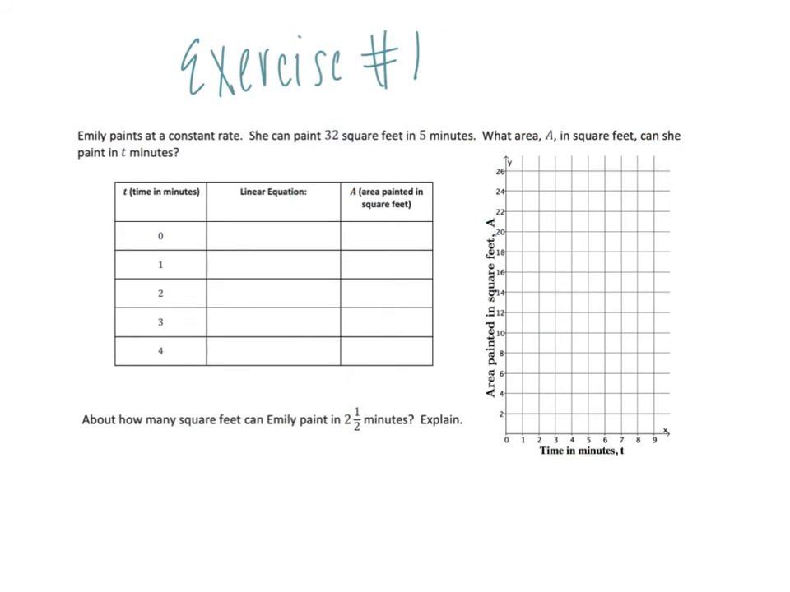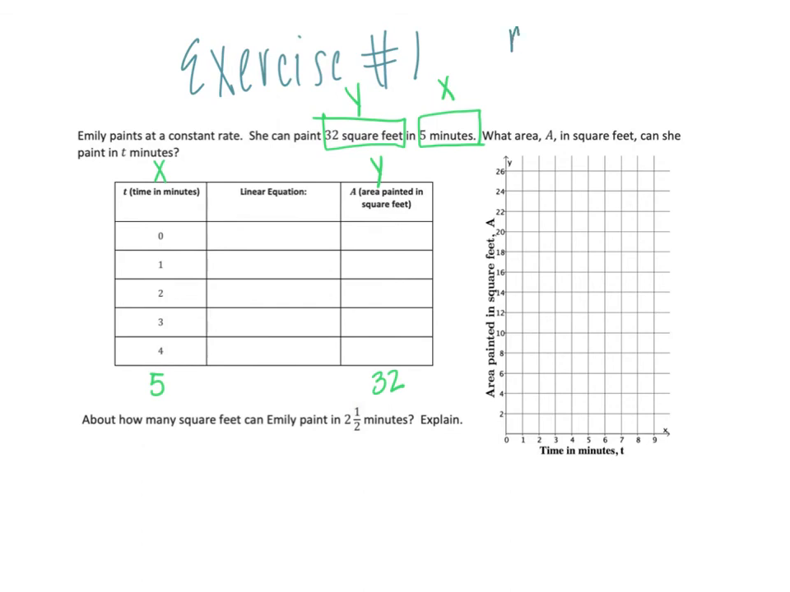All right, exercise 1, I'm going to start it out with you and then you're going to finish it off. So Emily paints at a constant rate. She can paint 32 square feet in 5 minutes. So I'm going to go ahead and add this in my table. This is my rate. Minutes, that's my x. Square feet, that's my y. So 5 minutes, it's not in our table. 32 square feet.